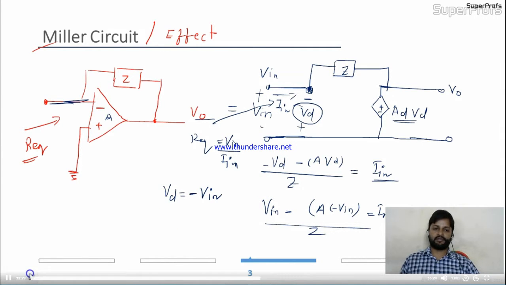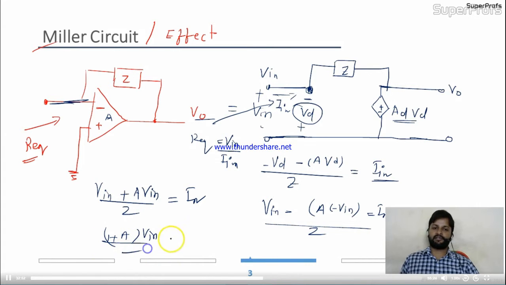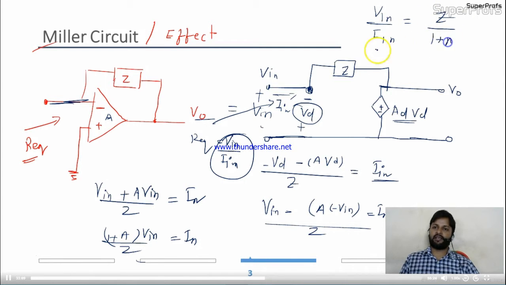So the condition is, I hope it's clear to you. Okay. So the condition is Vin plus A Vin divided by Z equals In. So this is 1 plus A, times Vin divided by Z, equals In. You need to calculate Vin by In. You will take this In this side and everything will go that side. So you will remain with Vin divided by In, which is nothing but Z divided by 1 plus A.